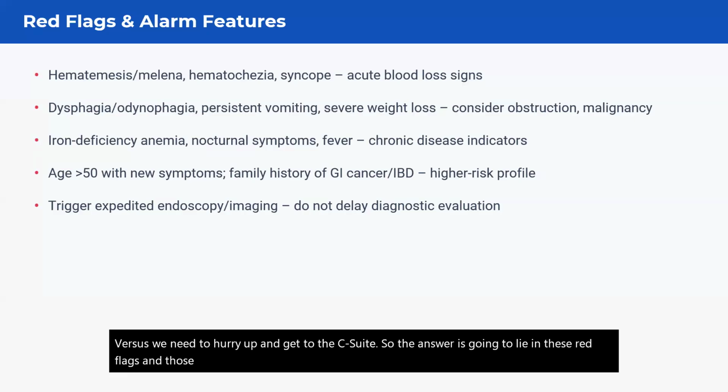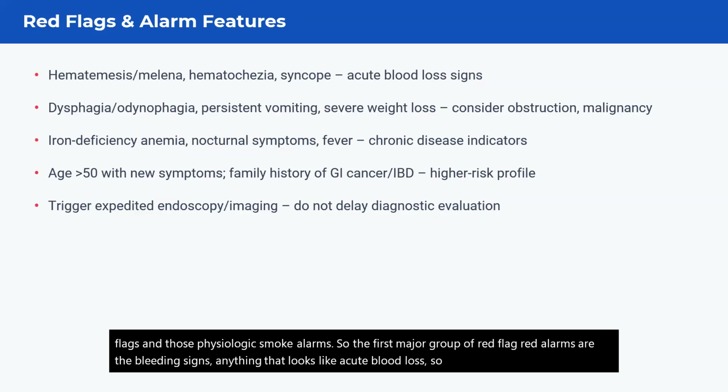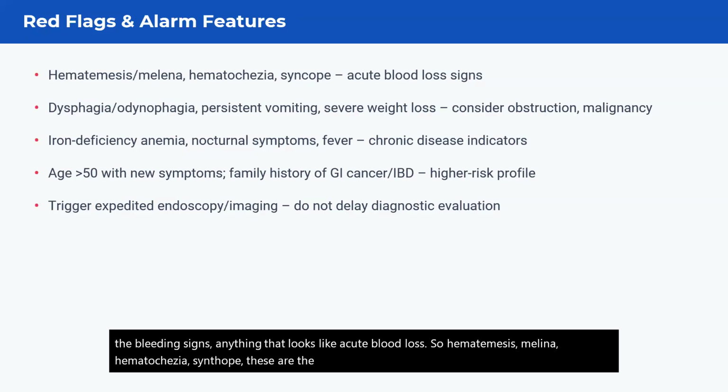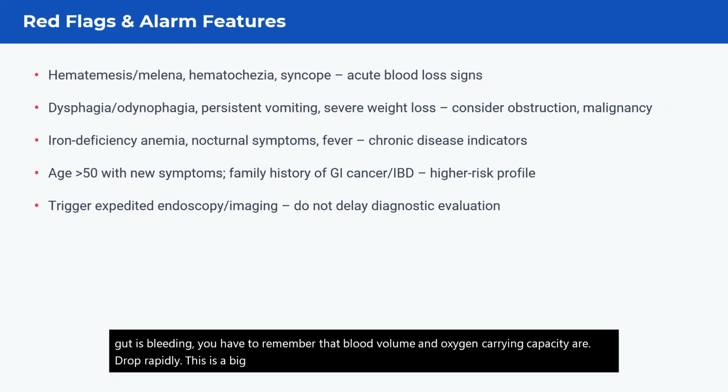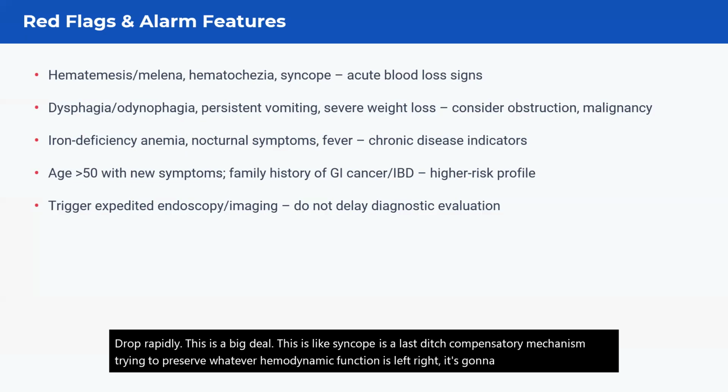So the first major group of red alarms are the bleeding signs. Anything that looks like acute blood loss. So hematemesis, melena, hematochezia, syncope. These are the hemodynamic emergency clusters of GI. If the patient's gut is bleeding, you have to remember that blood volume and oxygen carrying capacity are going to drop rapidly. This is a big deal. Syncope is a last-ditch compensatory mechanism trying to preserve whatever hemodynamic function is left, right? It's going to make you horizontal to try and perfuse your brain.